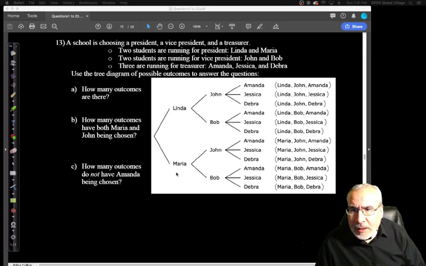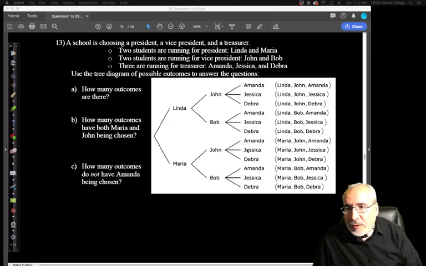We're told that Linda and Maria are running for president. John and Bob are running for vice president, so they split off this way. And then we've got Amanda, Jessica, and Deborah running for treasurer. So the vote would be for the president, and then a president will get matched with one of the vice presidents. So that's where you get this tree diagram coming off. And then once we've got that chosen, one of the three treasurers will be chosen.